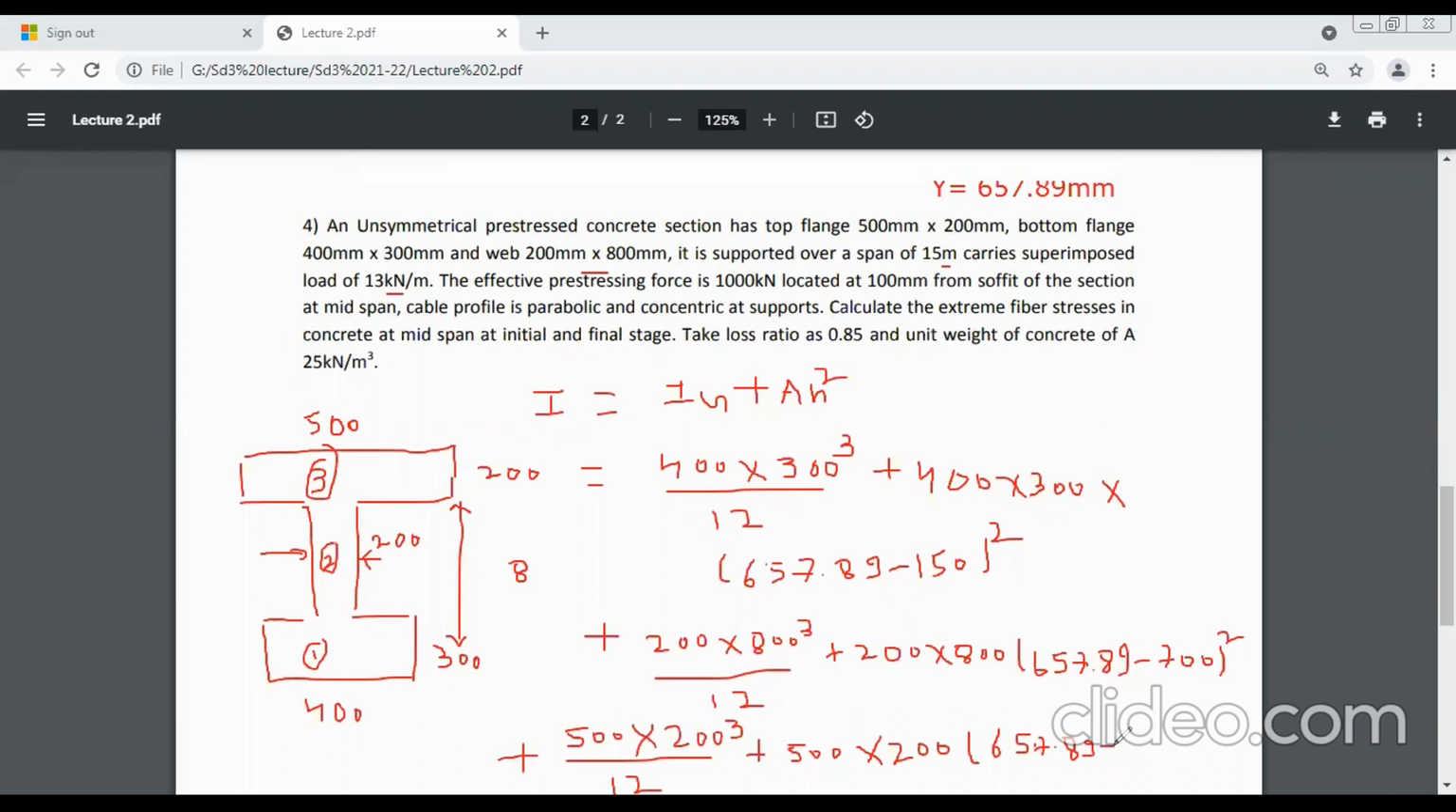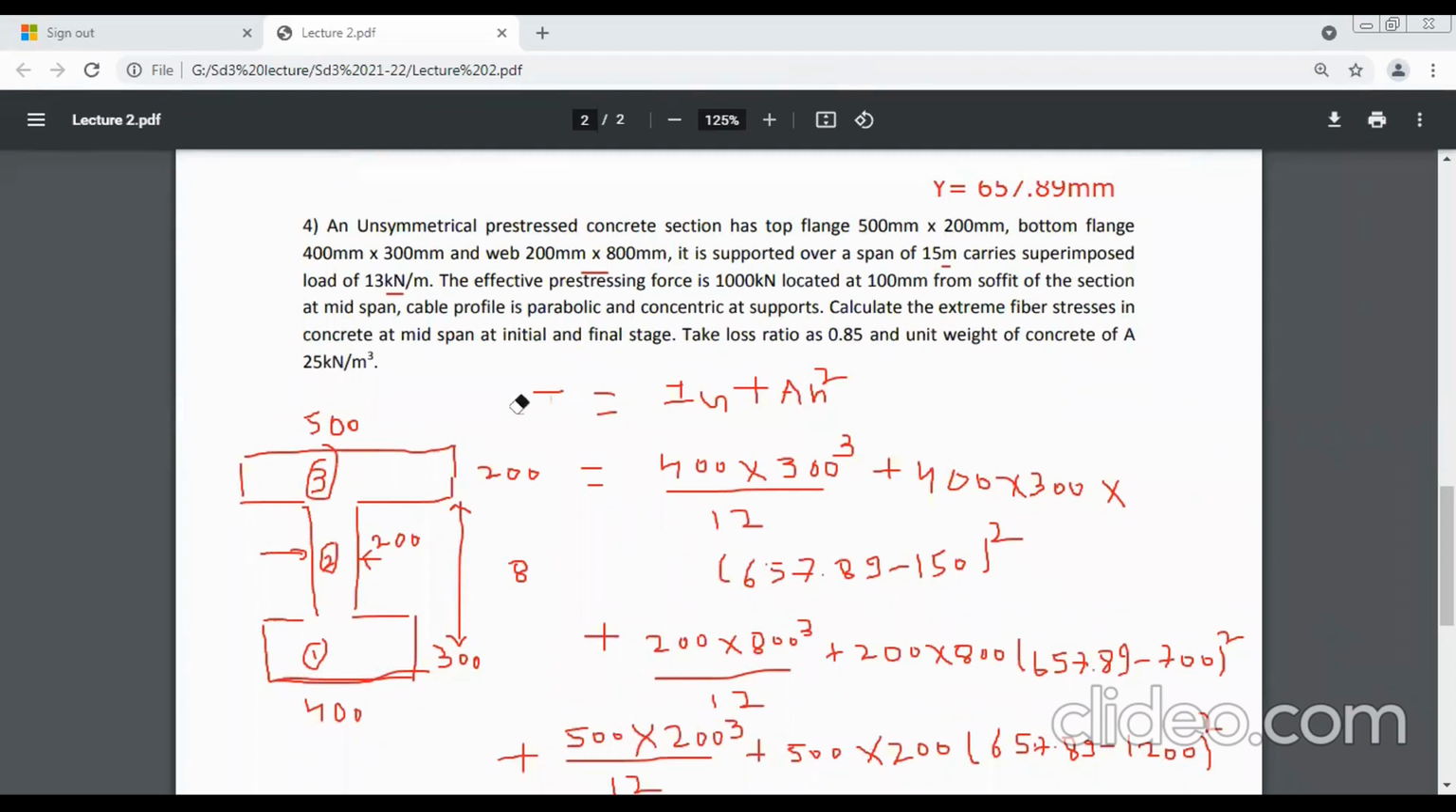Y3, student? 300 plus 800, it is 1100, plus 200 divided by 2, 1200. Are you getting my point, student? How you get the y3 value? See, this we measure from the bottom. So 300 plus 800 plus 200 divided by 2, it will get 1200. Okay.